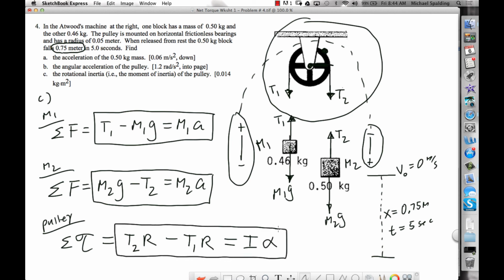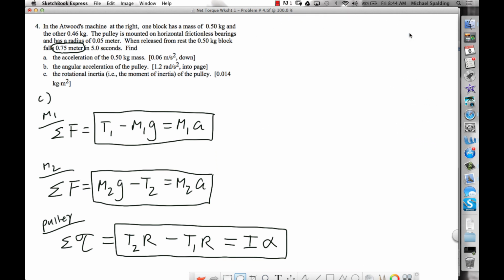All right, at this point, the rest of the problem is simply algebra. What are we trying to solve for here? The question wants us to find the rotational inertia. We're looking for this. So you take this equation, solve this equation for what? T1. T1 comes out as 4.5356.